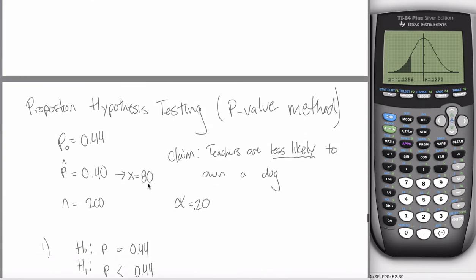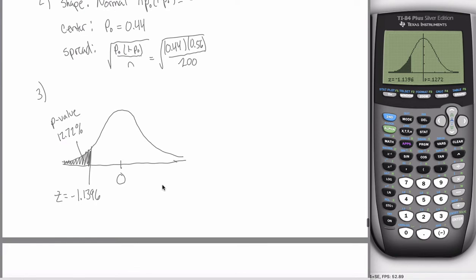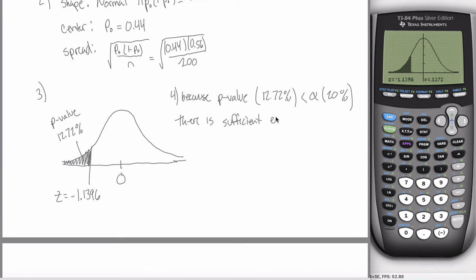If you're looking for kind of a minimal approach, the least you need to know to get full credit on this, you can always just compare your p-value and alpha. My conclusion might be something like, because p-value, which in this case, I like to restate it, you don't have to, was equal to 12.72%, is less than alpha, which again was 20%, 1 minus my level of certainty. When I said 80% certainty, that told you alpha was 20%. Because my p-value is less than alpha, there is sufficient evidence to reject the null hypothesis.